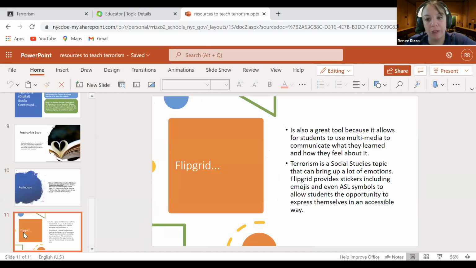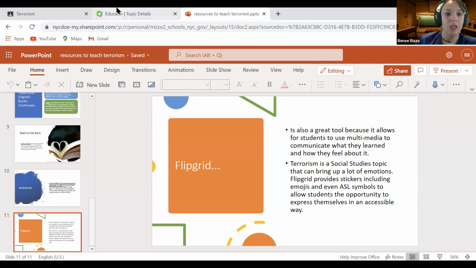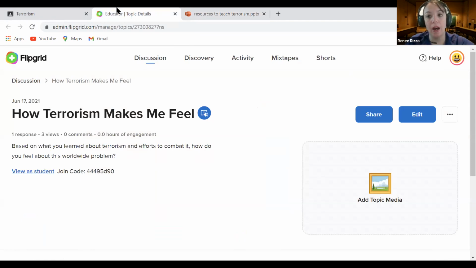Flipgrid is also a great tool because it allows for students to use multimedia to communicate what they learned and how they feel about it. Terrorism is a social studies topic that can bring up a lot of emotions. Flipgrid provides stickers, including emojis and even ASL symbols, to allow students the opportunity to express themselves in an accessible way. So here is a sample of a Flipgrid video that I made.